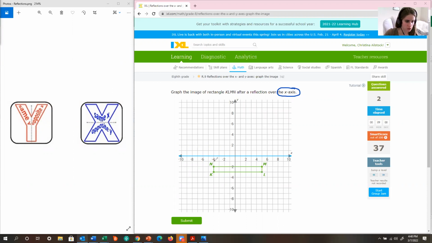So point N is 1, 2 away from our x-axis. Therefore, when I go to the other side, I would also need to be 1, 2 points away for our N prime. And then K is 1, 2, 3 units away from our line of reflection, our x-axis. So when I flip it to the other side, it's going to stay in line, but it's also going to be 1, 2, 3 units away.